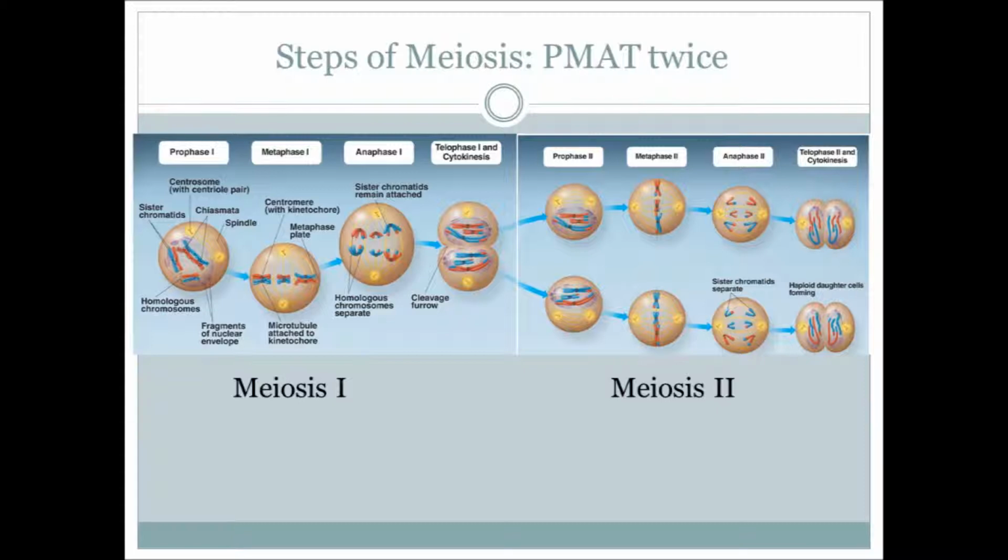Now we have to remember that in meiosis we do PMAT twice. In meiosis 1 we do prophase 1, metaphase 1, anaphase 1, telophase 1, and cytokinesis. Then we go ahead and do meiosis 2 where we do prophase 2, metaphase 2, anaphase 2, telophase 2, and then again cytokinesis 2.